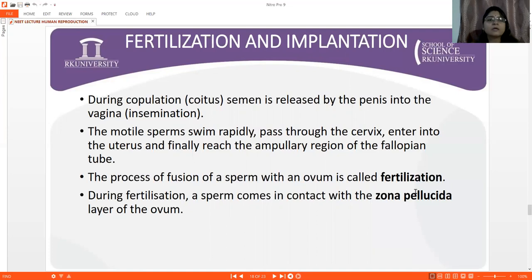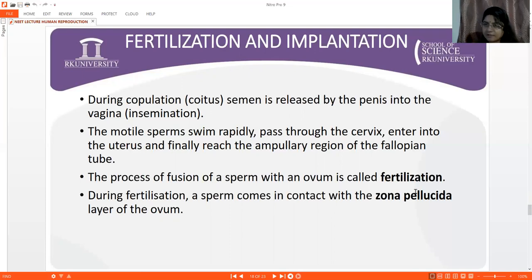The process is called insemination. Here, the motile sperms swim and pass through the cervix and enter the uterus, and finally reach the ampullary region of the fallopian tube. After that, the fusion of the sperm with the ovum takes place.